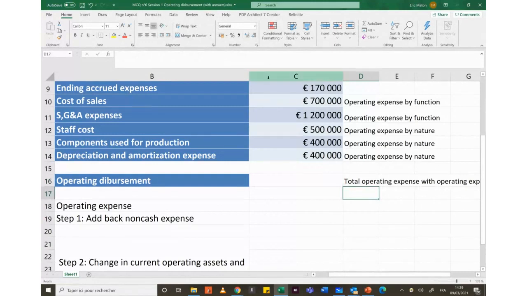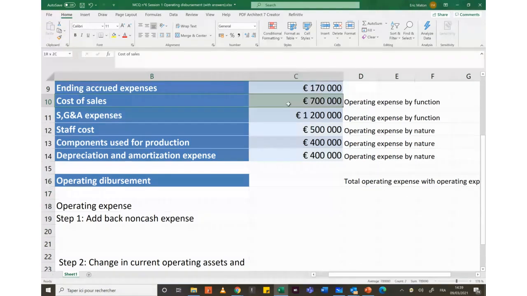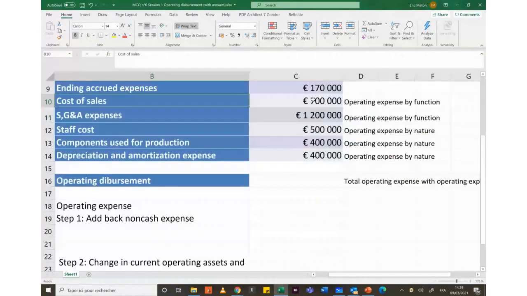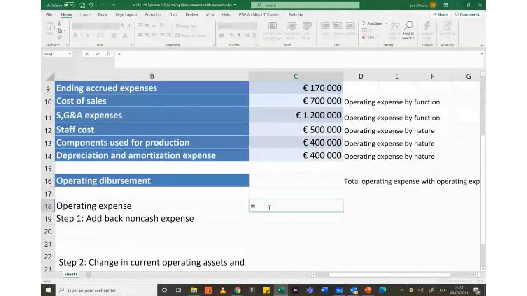Here we are sure we have all the total operating expense because we have 4 functions in the company. So if we add the cost of sales and the SG&A expense, we are sure we have the total operating expense. So 700,000 plus 1.2 million.